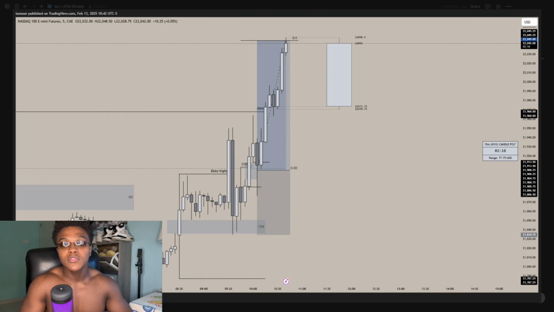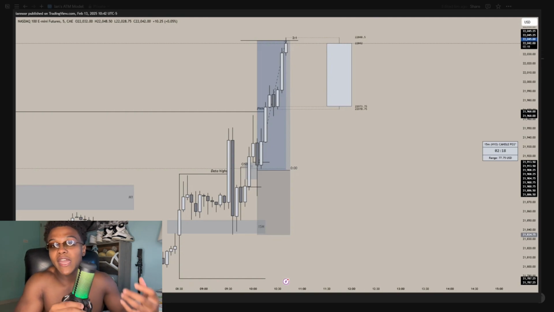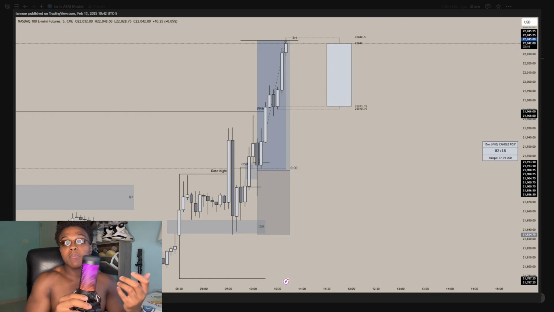Remember to make your notes, okay? It's really not that complicated. I'm not trading a really complicated way. It's simple ICT with, again, a little bit of extra things implemented by me. But again, really simple. Keep it simple.